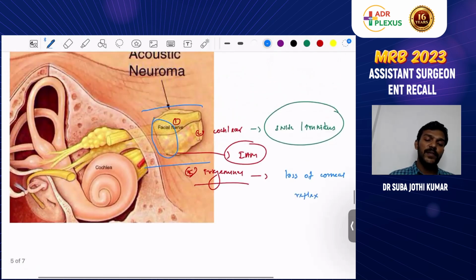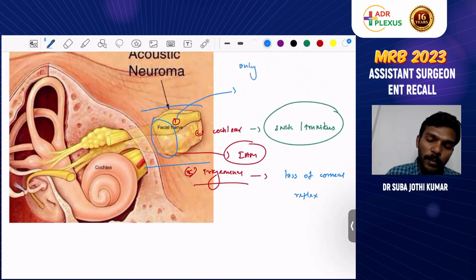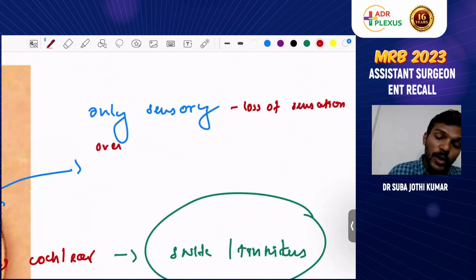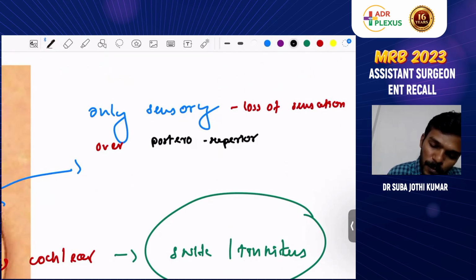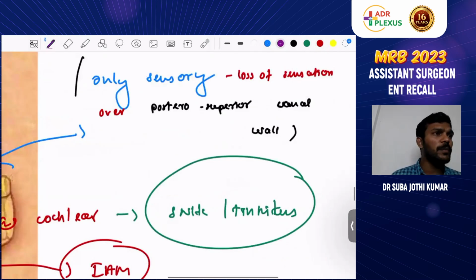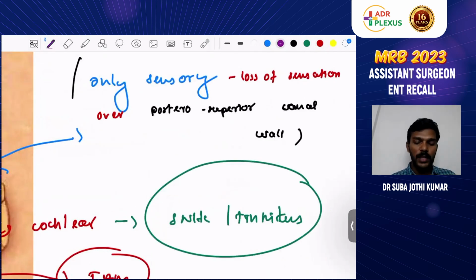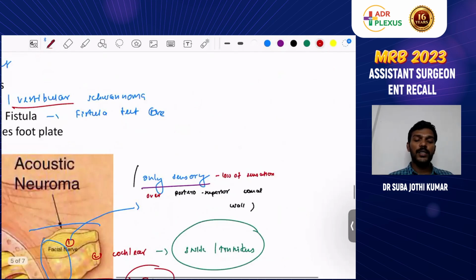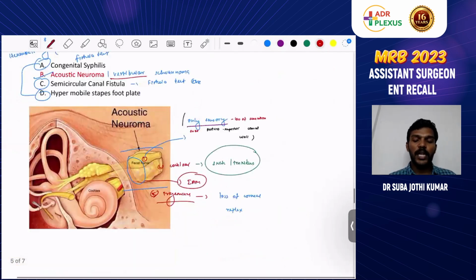Okay. If the facial nerve is involved, only the sensory component is affected. So if there is loss of sensation over the posterior superior canal wall, it is called Hitselberger sign. Loss of sensation over the posterior superior canal wall of the external canal is called Hitselberger sign, because only the sensory nerve of the facial nerve gets affected due to acoustic neuroma or vestibular schwannoma. So that sign is called Hitselberger sign. Posterior superior canal wall anesthesia.